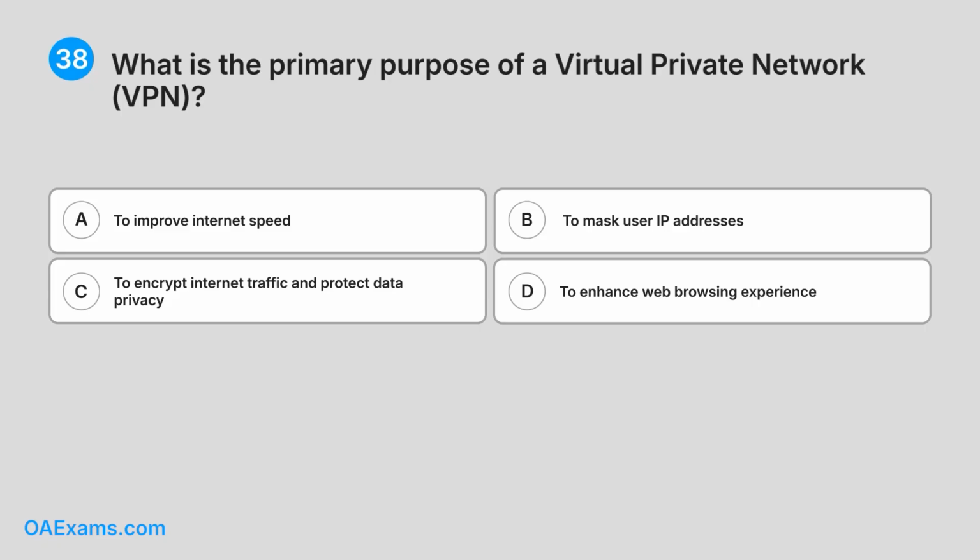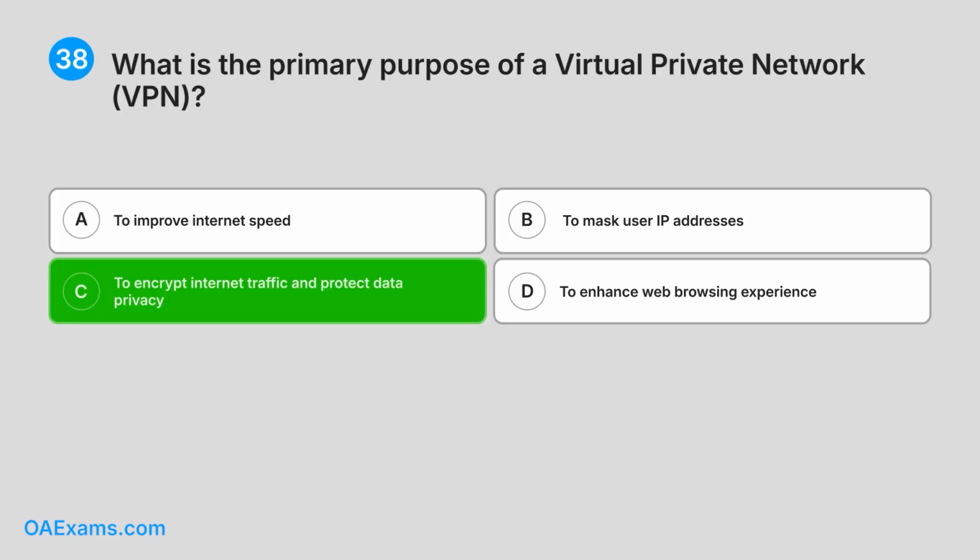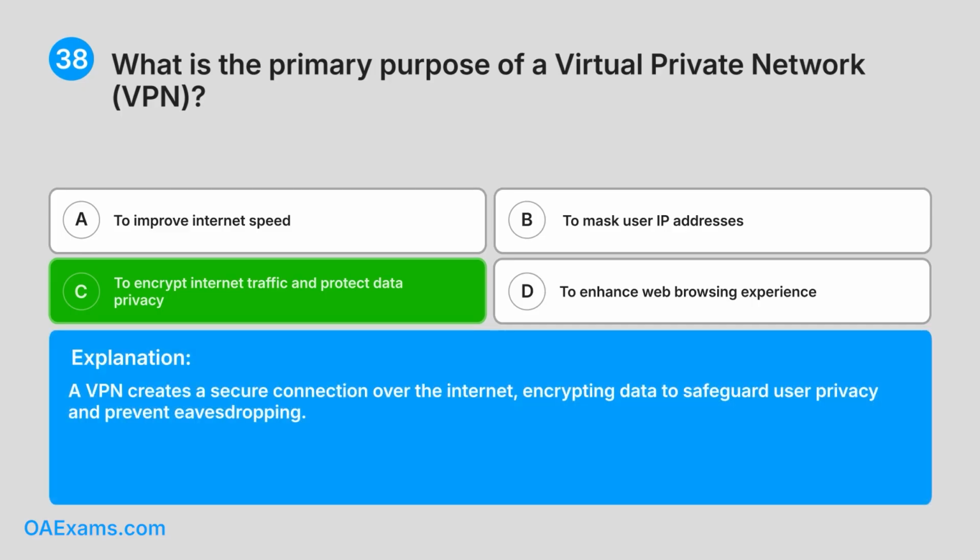Correct answer. C. To encrypt internet traffic and protect data privacy. Explanation. A VPN creates a secure connection over the internet, encrypting data to safeguard user privacy and prevent eavesdropping.